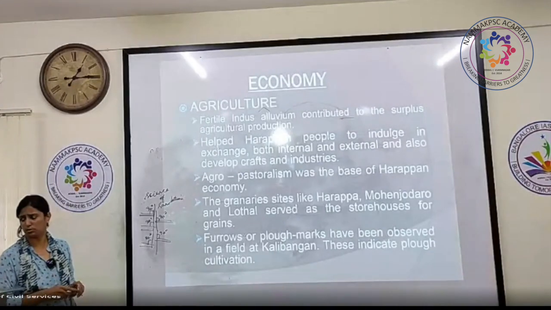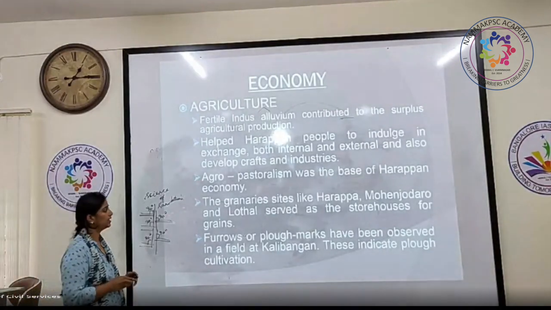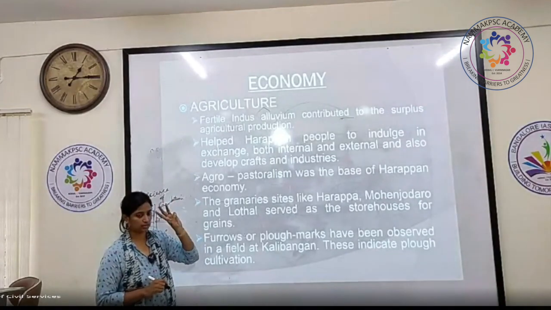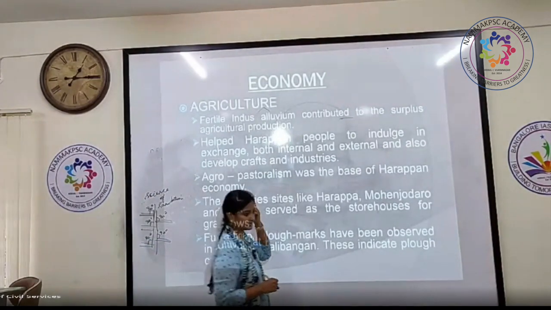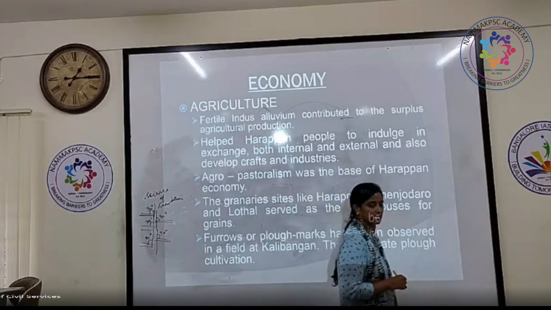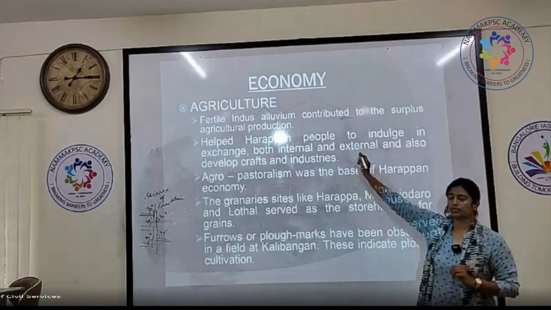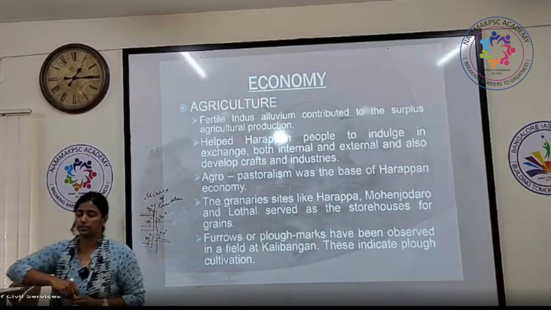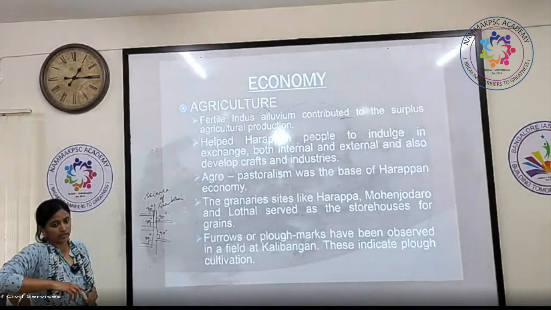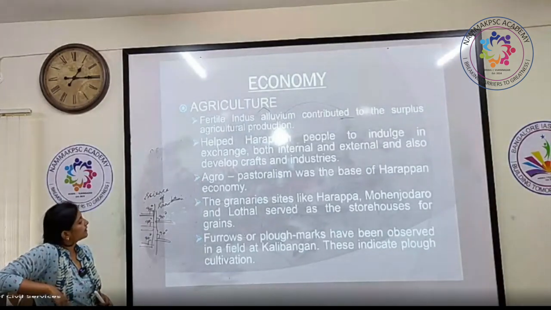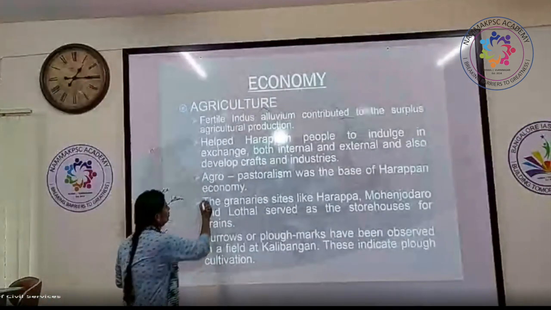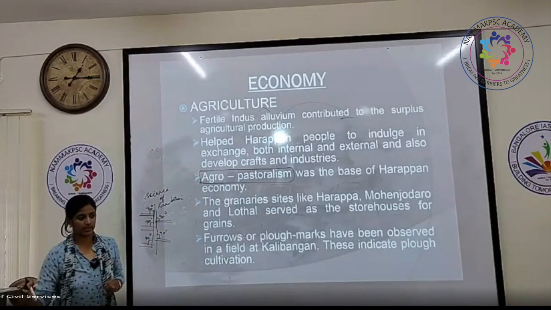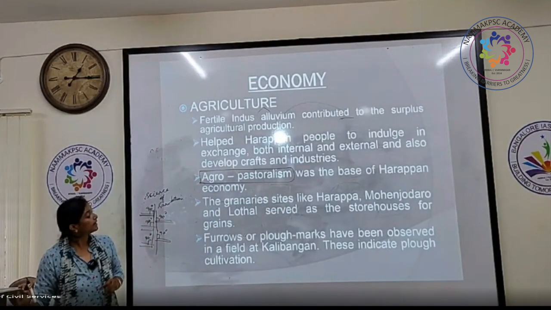Now moving to the most significant area of IVC, that is our economy. We are moving to the third feature. The first feature was town planning, the second one was administration, and the third one is economy. In economy, there are certain things that you should definitely not forget. One thing is agro-pastoralism. This we have discussed already. Agro-pastoralism, that you will never forget.